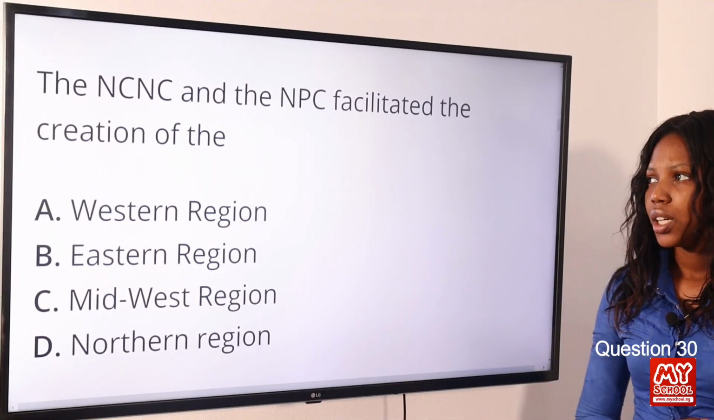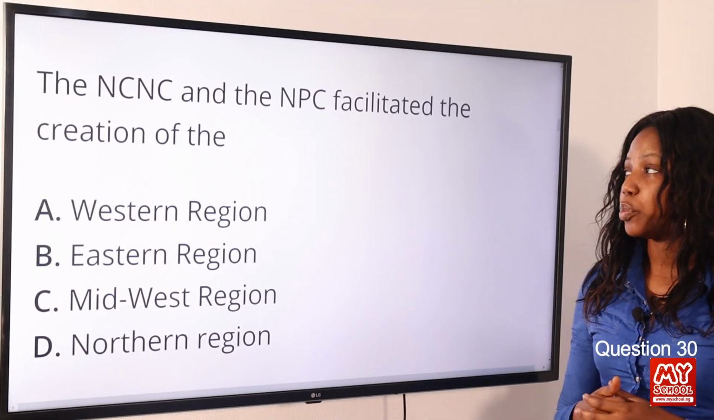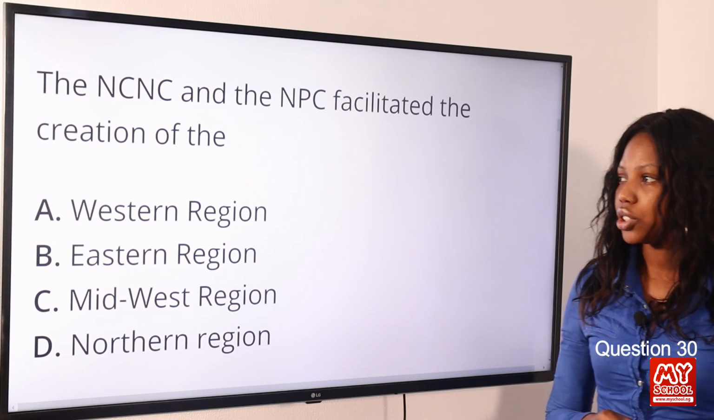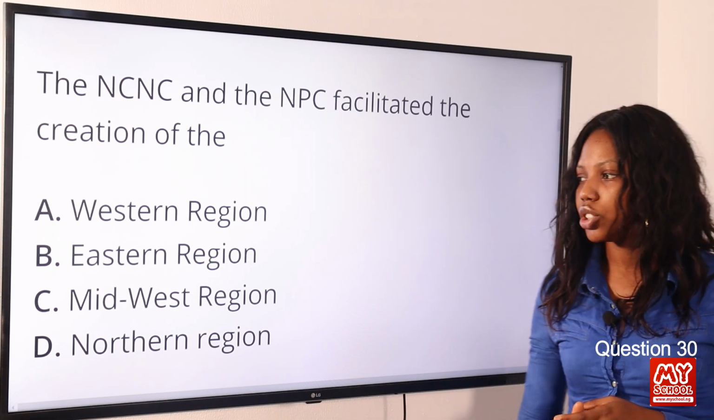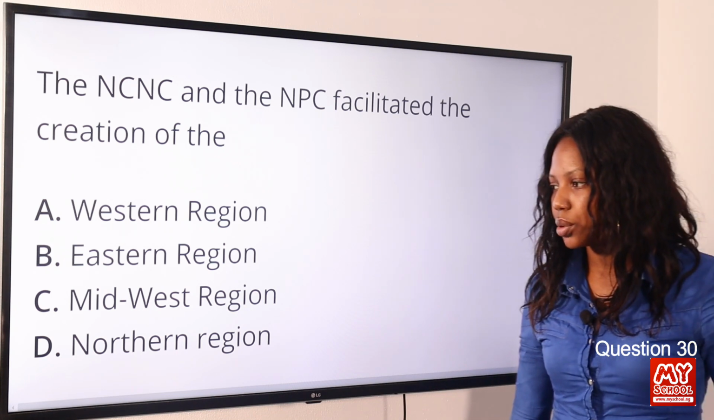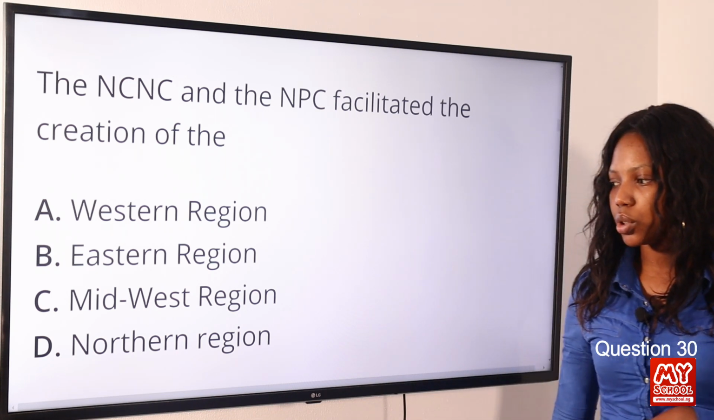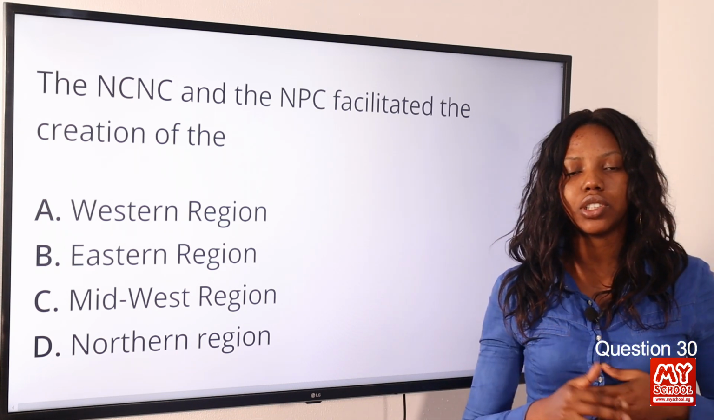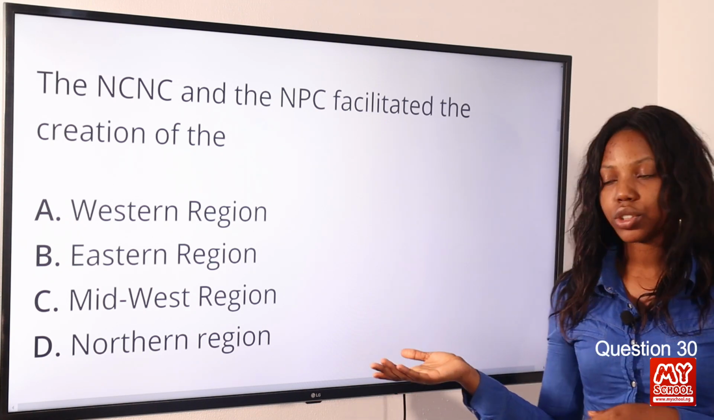Question 30. The NCNC and the NPC facilitated the creation of the: option A, Western Region; option B, Eastern Region; option C, Midwest Region; option D, Northern Region. The answer to this question is option C, Midwest Region.